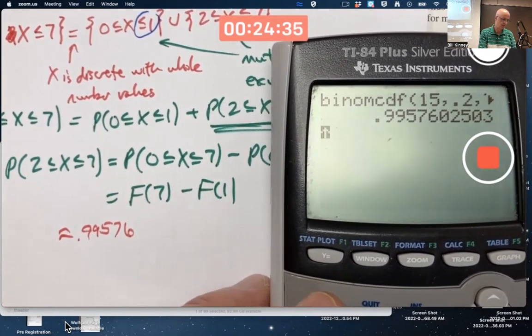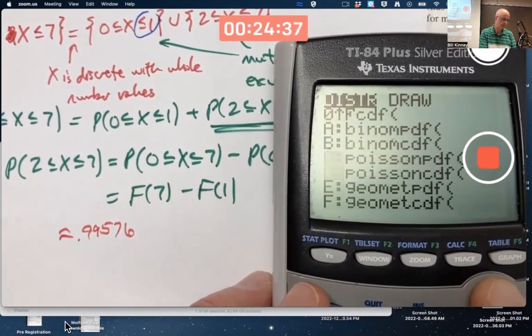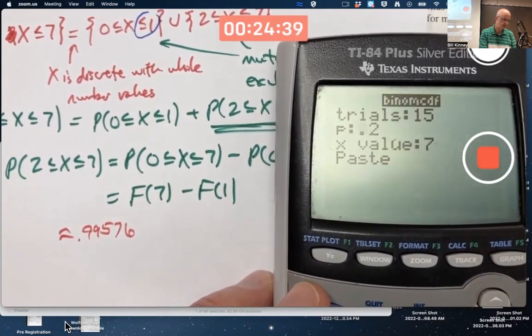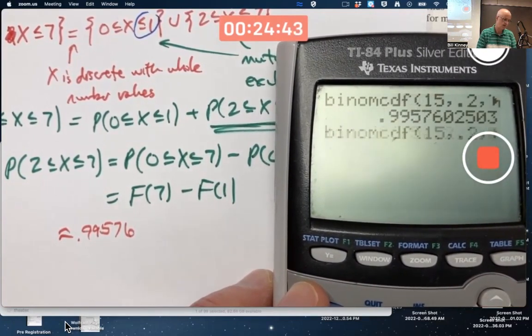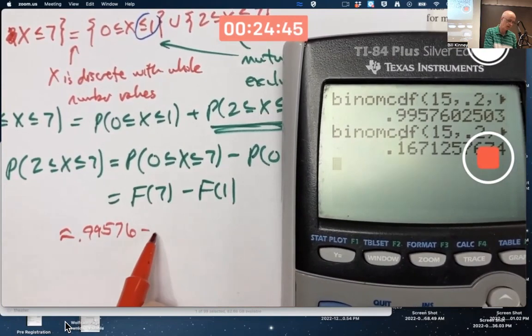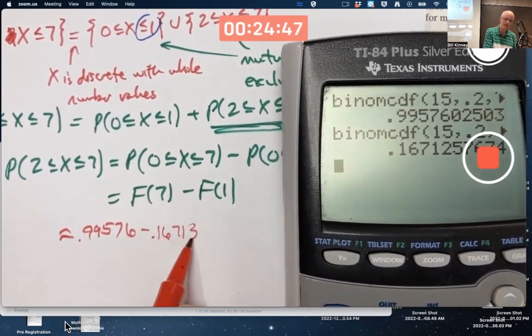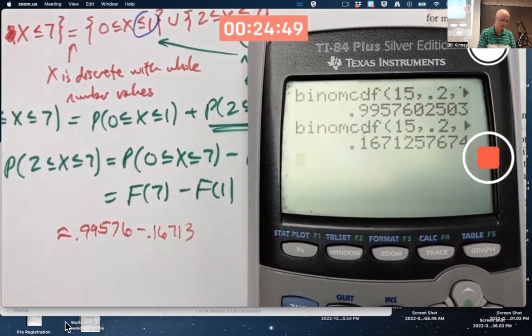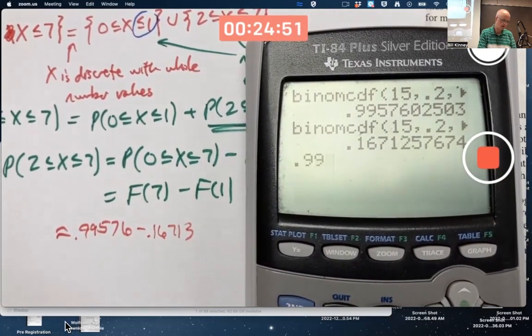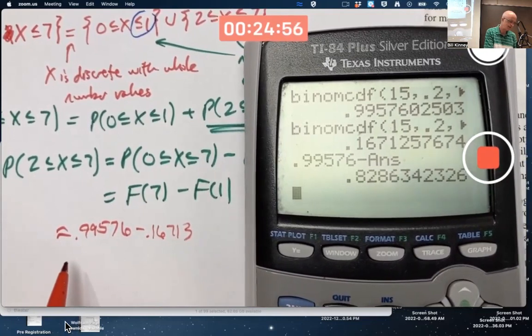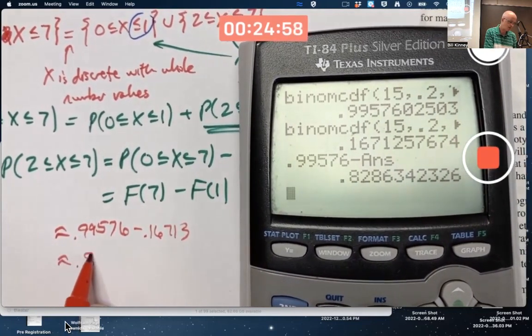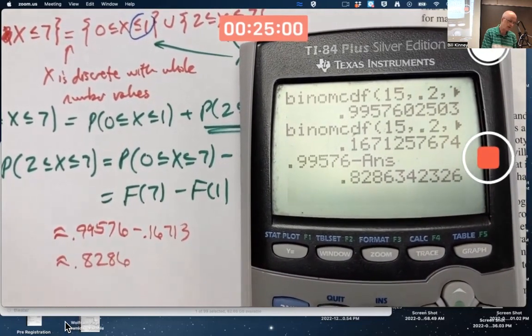And for the other one, we just changed the 7 to a 1. Minus 0.16713. You should have gotten about 0.8286. Let's round to one fewer place of accuracy there.